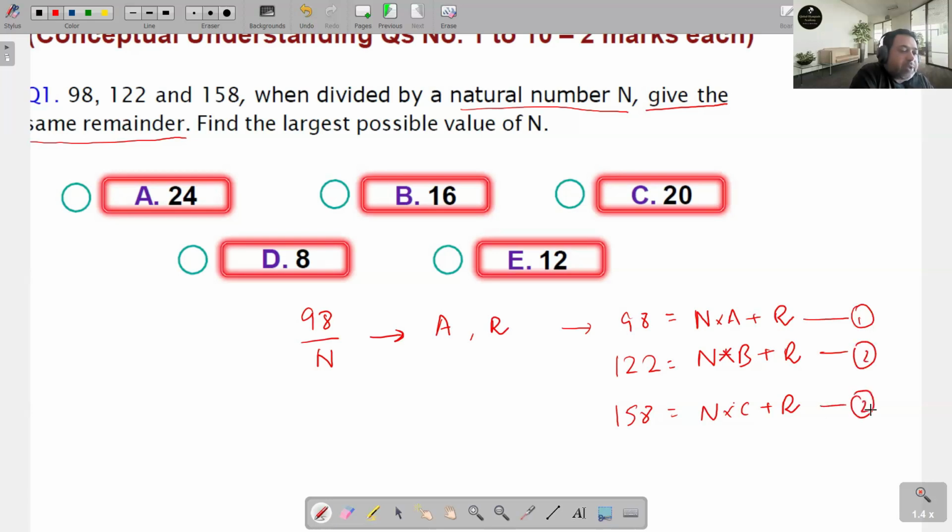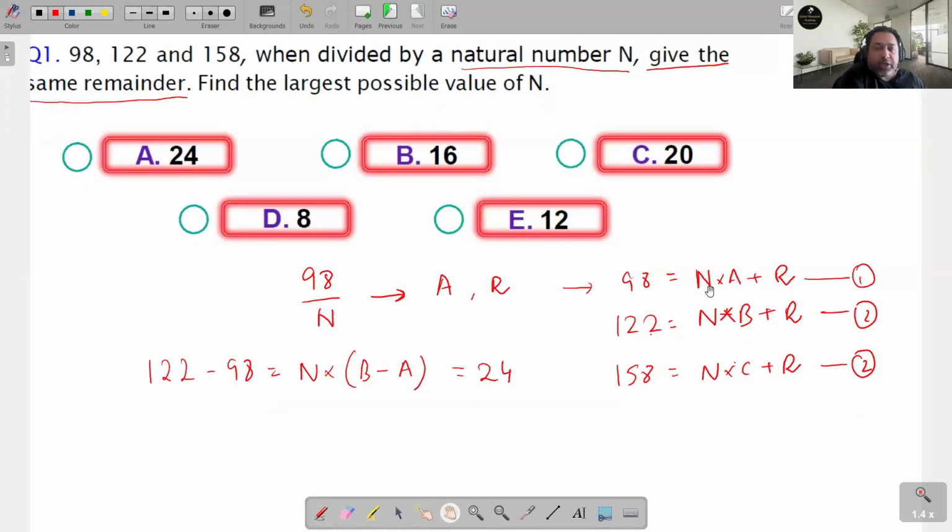So what this means is that if you subtract 122 minus 98, that will give you n times b minus a, because the r's will cancel out. So the difference between 122 and 98, which is equal to 24, will give you n times b minus a. Now b and a are quotients, so they'll be integers, correct? So b minus a will also be an integer. So n times some integer is equal to 24.